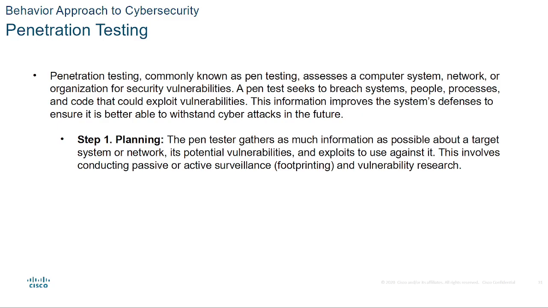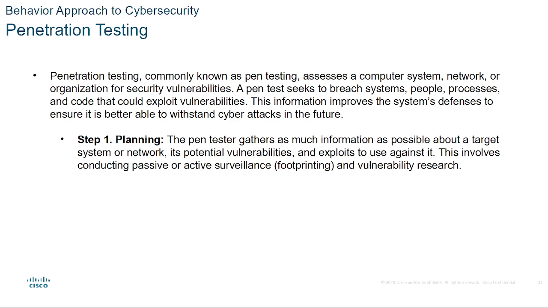To carry out pen testing, there are steps to put in place. The first one is planning. A pen tester gathers as much information as possible about a target system or network. Your pen tester is actually an attacker, but an ethical hacker. He's not an unethical hacker. He's an attacker, but he's ethical because he's carrying out these processes and this attack based on instruction or approval from the organization, just so that the organization can better see how to harden their system. So the first step is planning.